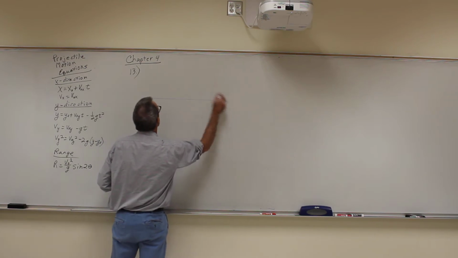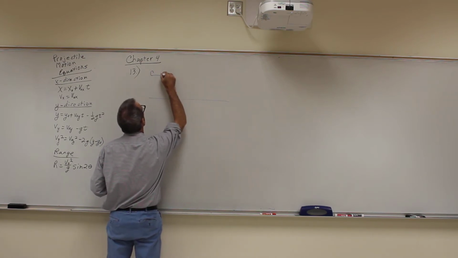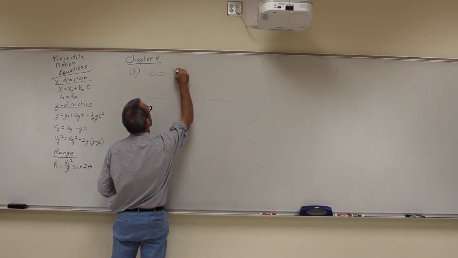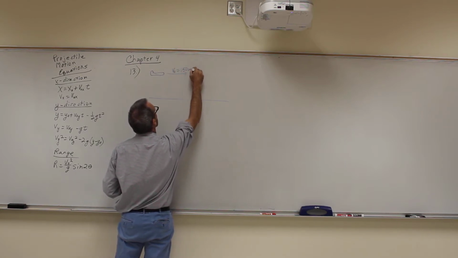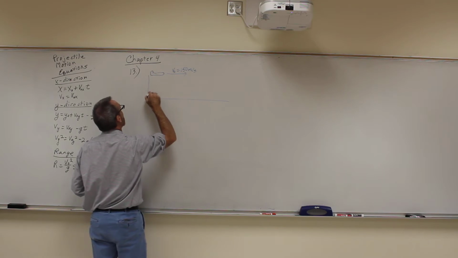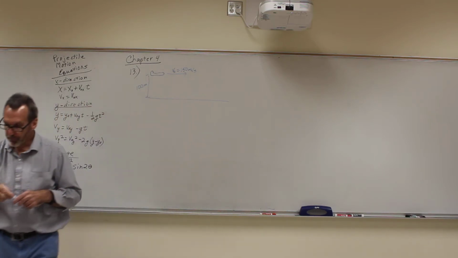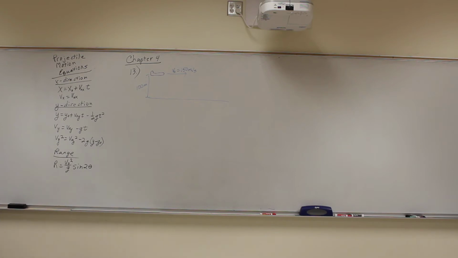So what we got is this. We have an airplane here. It's going with a velocity in the x direction of 150 meters per second. And the height here is 100 meters above the ground. And what they want to do is drop a package to the scientists.